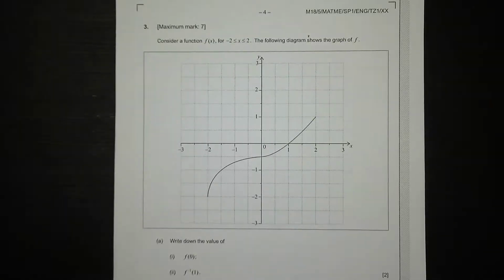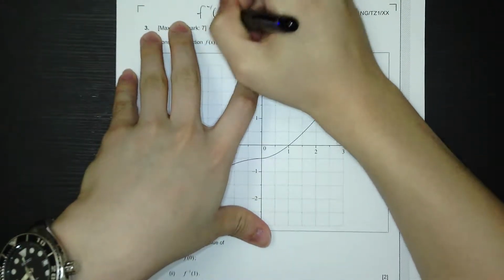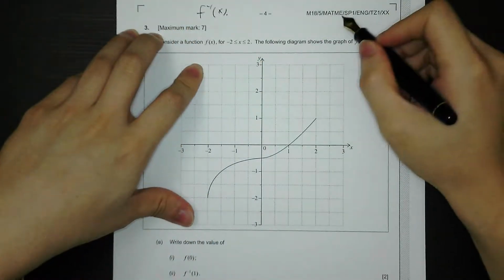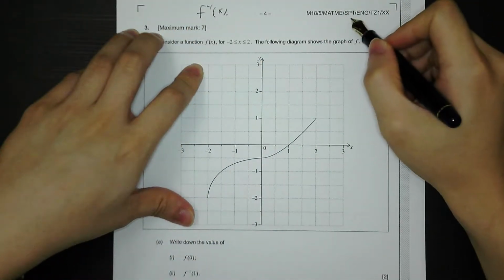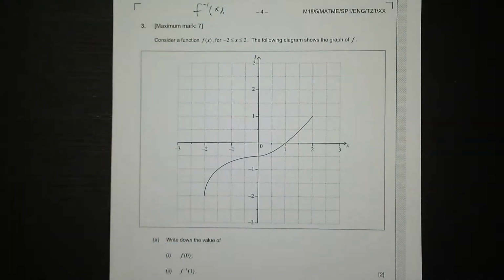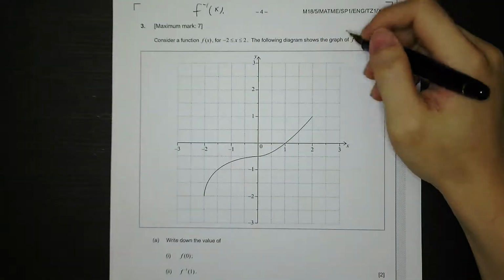In this video, I'm going to study one IBMYP SL question for the function topic. This question focuses on inverse functions. It's a past paper question from 2018 May Time Zone 1 Paper 1, long calculator paper. Question 3. Consider a function f for x between -2 and 2. The following diagram shows the graph of f.